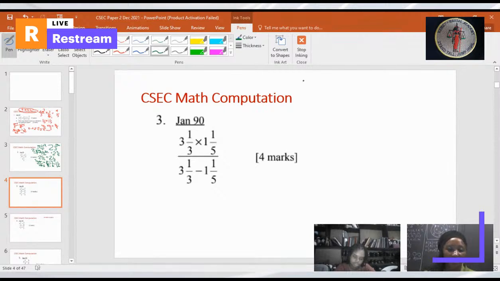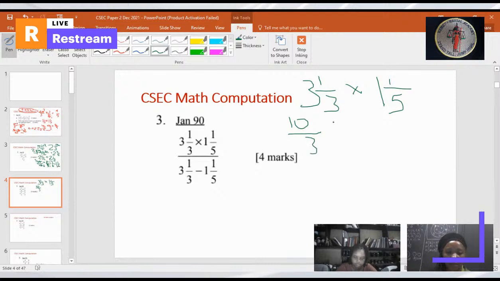So we're going to work 3 and 1/3 times 1 and 1/5. 3 threes are 9 plus 1, 10 over 3. And 5 ones are 5 plus 1, 6 over 5. Yes, miss, and we can do some canceling.